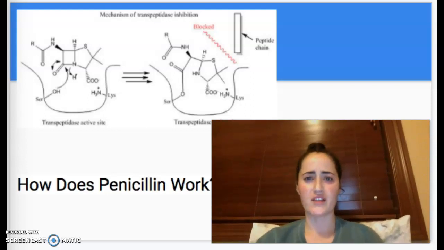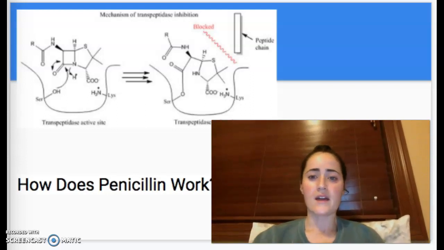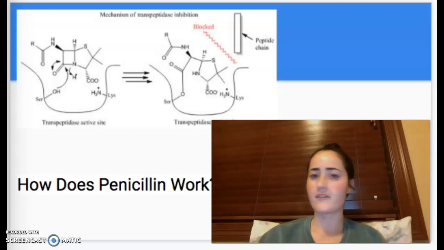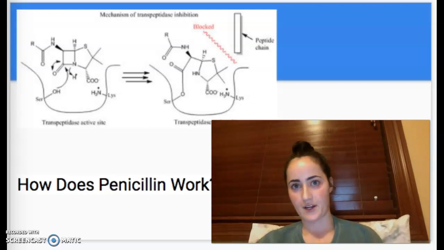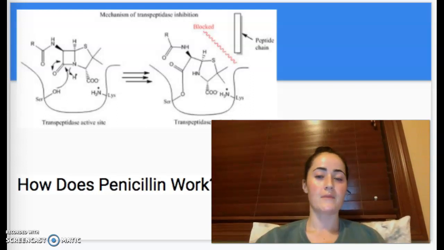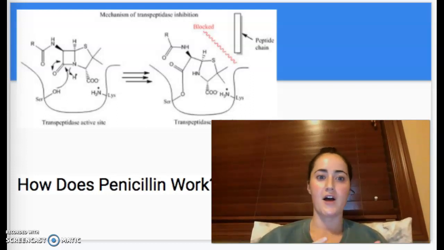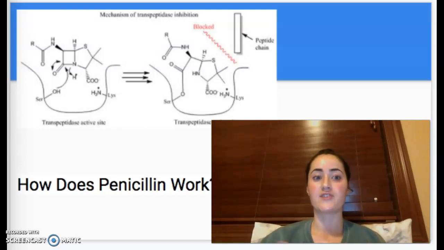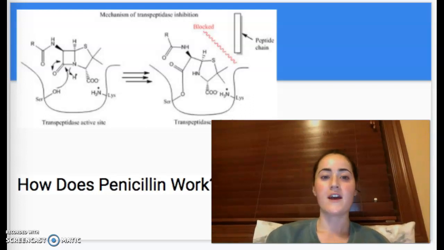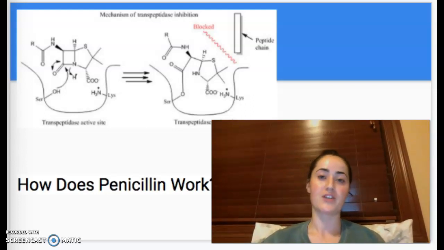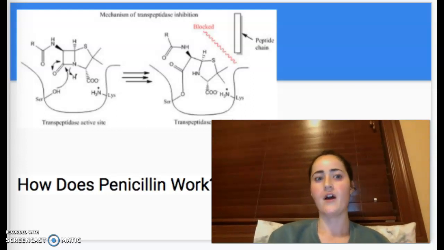One thing that I did want to mention that's really important when discussing this topic is that there are several different types of bacteria. There's what's called gram-positive bacteria and gram-negative bacteria. Gram-positive bacteria contain a higher amount of peptidoglycan, and as a result, you're going to have a higher concentration of this transpeptidase enzyme as well. That's why penicillin is more effective against gram-positive bacteria compared to gram-negative bacteria. Gram-negative bacteria have a thinner cell wall because they contain less of this peptidoglycan macromolecule.